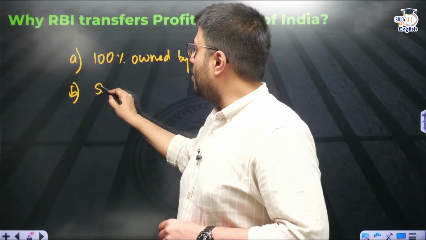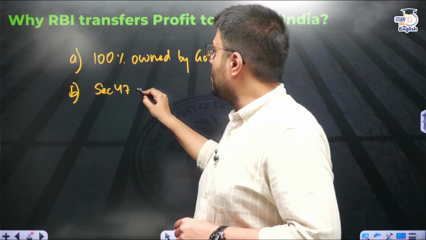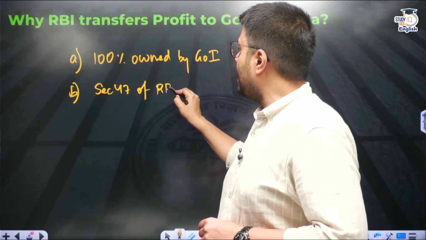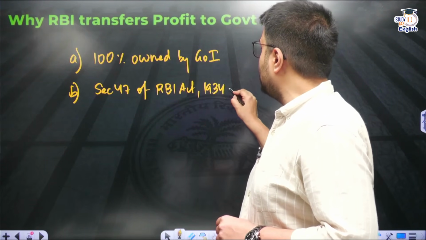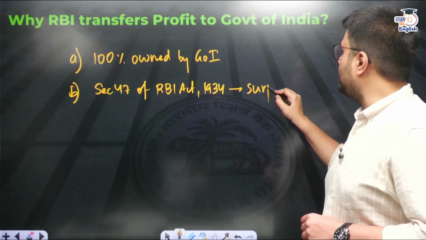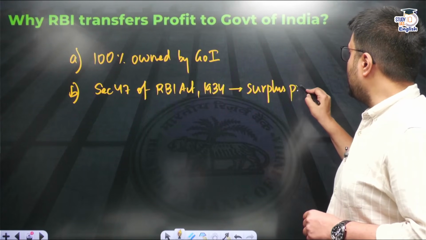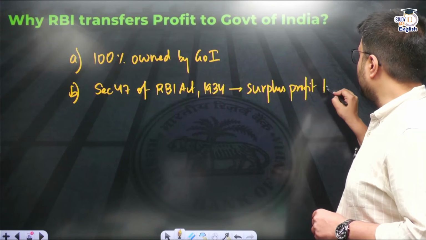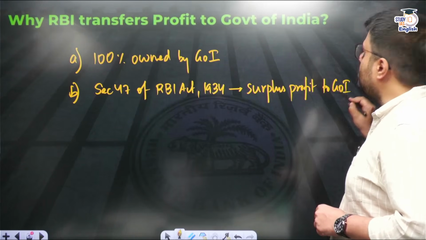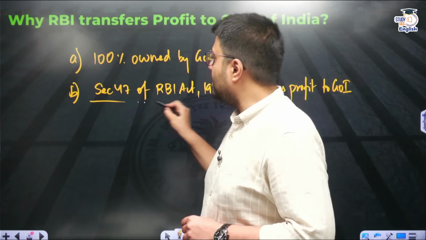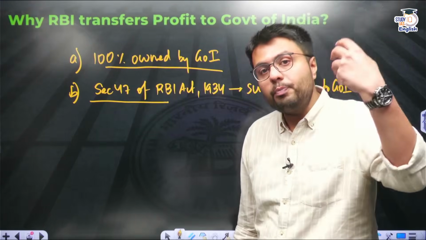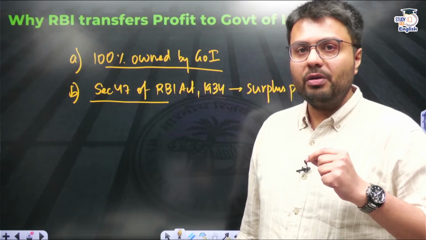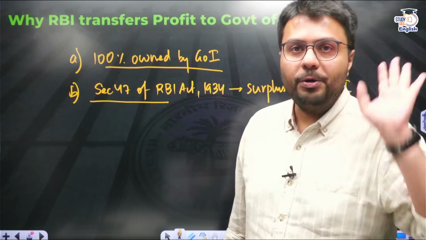If you can recall, Section 47 of the RBI Act 1934 mandates the RBI to transfer its surplus profit to the government of India. So these are the reasons why RBI transfers a portion of its profit to the government. Now, how much portion of this profit is transferred to the government? This is what we are here to understand.